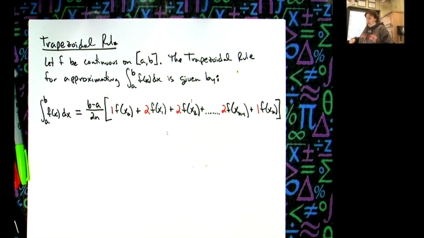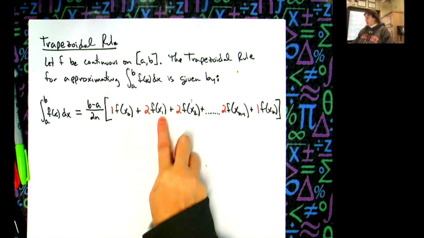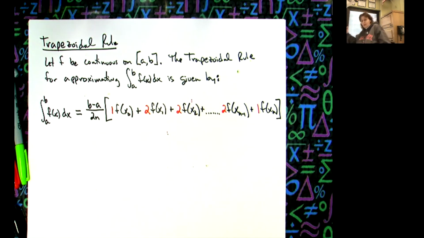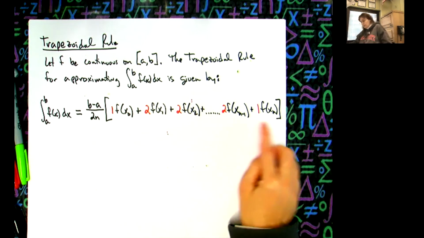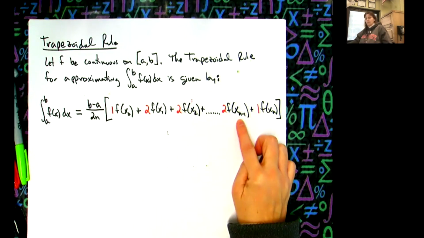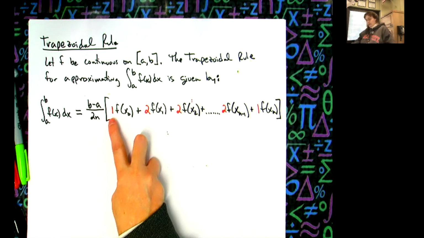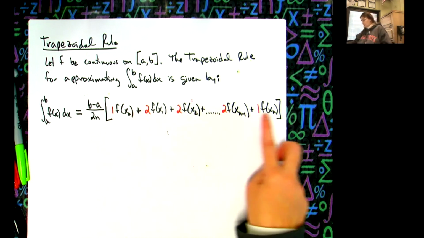Okay, so this type of thing, x sub 0, x sub 1, x sub 2, et cetera, forever and ever until we get to an end, and then eventually we're going to stop, right? So this would be x sub n, this would be x sub n minus 1, whatever would be right before it. Okay, so it's increasing and decreasing all the way through here. All right, now notice I color-coded the coefficients, 1, 2, 2, 2, 2, 2, 2, 2, and 1.